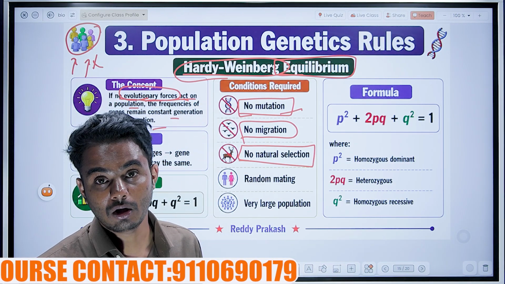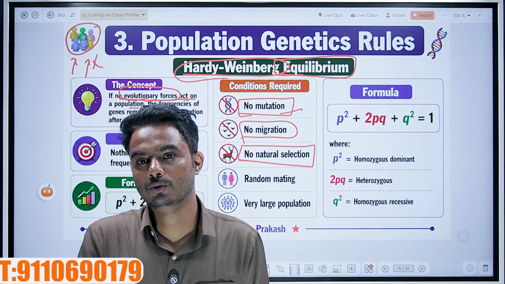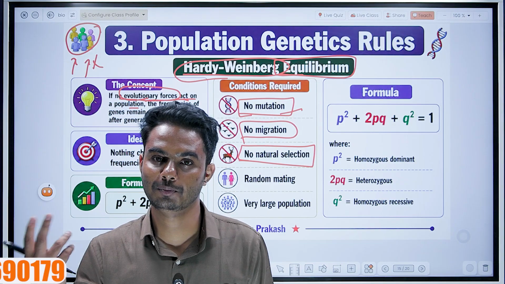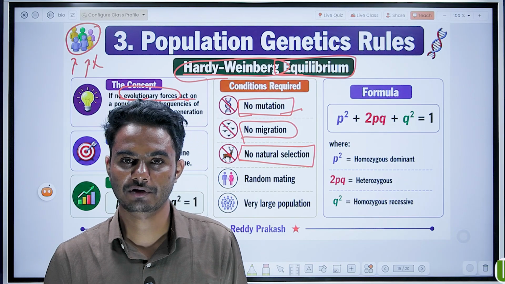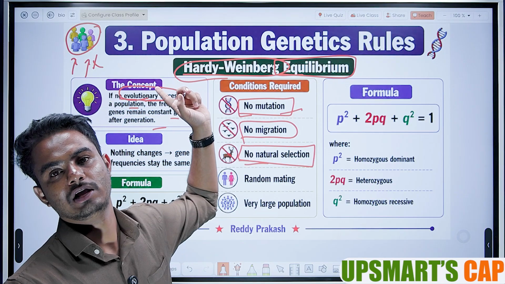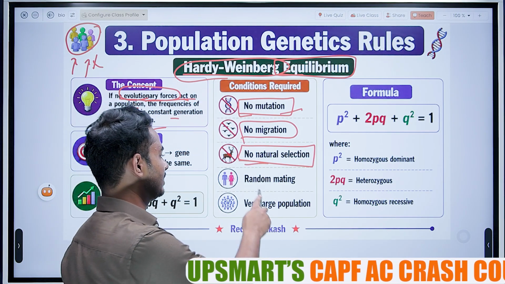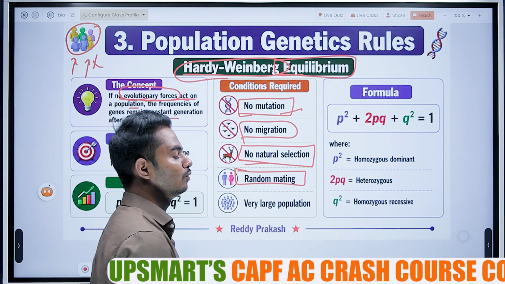So if there is no natural selection, all would be brown color only, there wouldn't be a change. Fine, right? So if there is natural selection, then a variation in the earlier population will happen. Next is random mating. I shouldn't select the mating, whom I should mate.